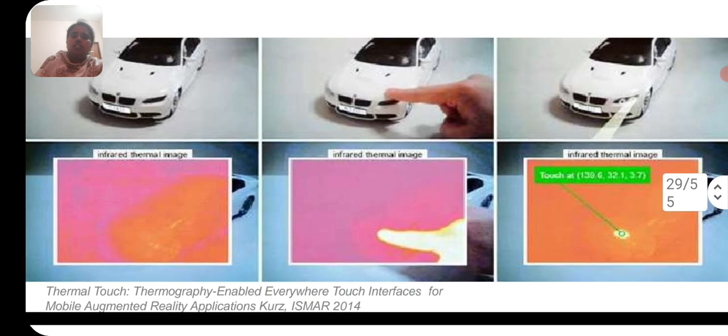The next one is thermal touch. Thermal touch is interaction through a thermal image, and it also plays an important role. Thermal touch is thermography enabled, everywhere touch interfaces for mobile augmented reality applications. Then tracking, which recovers the position and orientation of the viewpoint at each frame. This is one type.